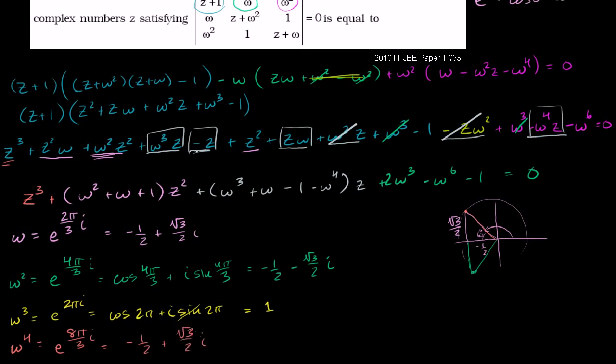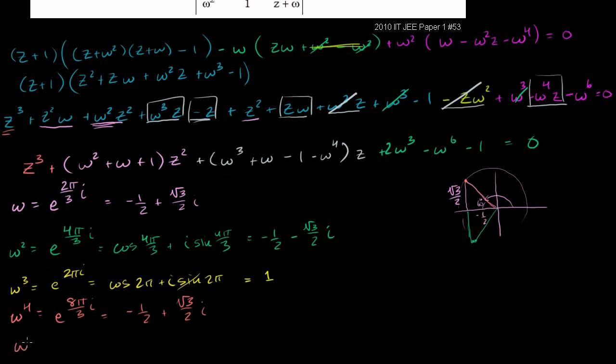And then we don't have an omega to the fifth, but we do have an omega to the sixth here. So let's just figure that out. Omega to the sixth, well, that's just omega cubed squared. And omega cubed is 1, so it's just going to be 1 squared, or it's also going to be 1. Now, with that out of the way, let's see what these things simplify to, or hopefully they simplify to something.